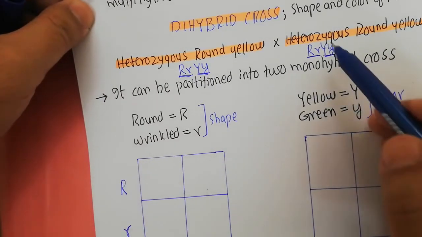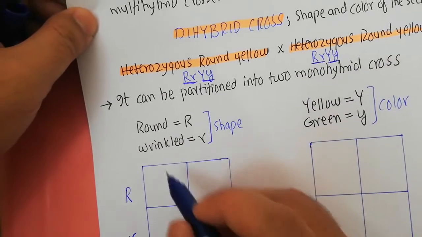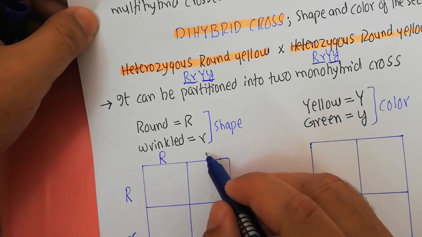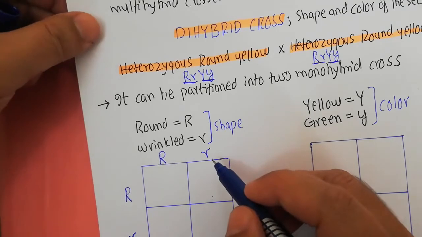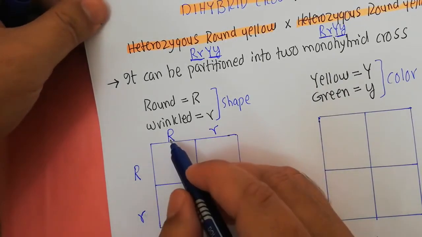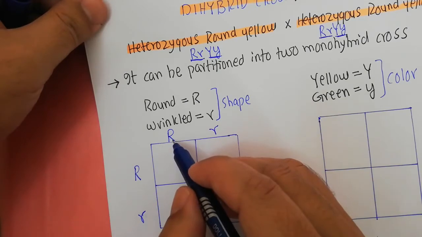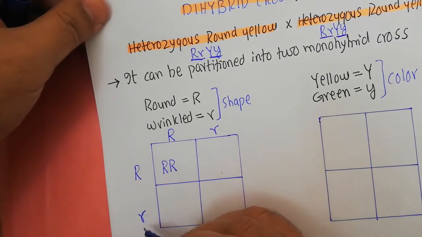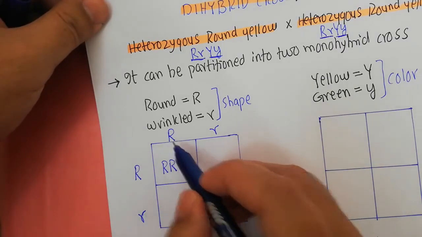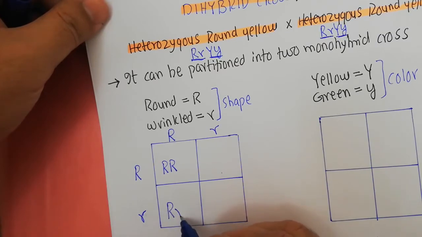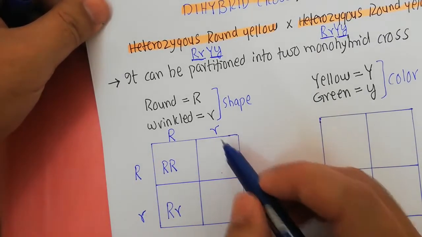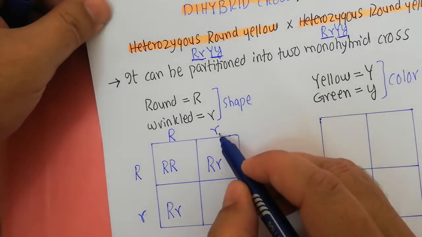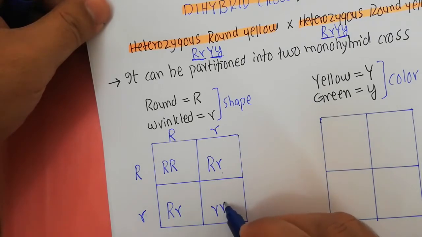If you talk about the other parent, again it has a capital R and the small r. That means that for the other parent, one gamete can contain the capital R, the other gamete can contain the small r. Now you have to cross them. This gamete from this parent can combine with this gamete from this parent, giving you capital R and capital R. This gamete can combine with this particular gamete, giving you the capital R and the small r. This capital R can combine with the small r, giving you capital R and small r. And this r can combine with this particular gamete, giving you the small r and the small r.